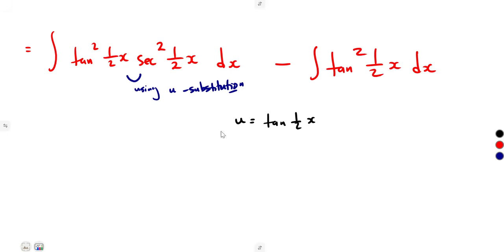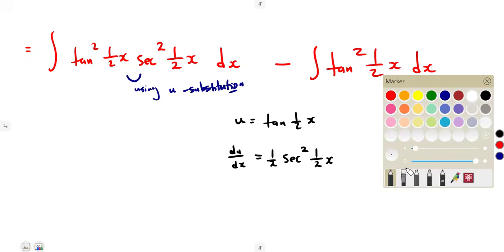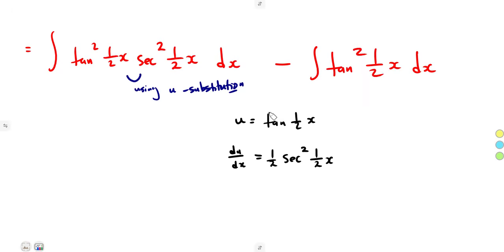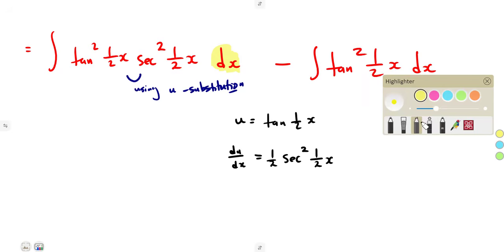Because its derivative gives us what? A sec squared, which we can cancel later on. So the derivative of u with respect to x, as we saw, is going to be a sec squared half of x. So this is our du dx. So what are we going to need from this one? It is dx. We need to get rid of the dx here. So we are going to make dx the subject of the formula.